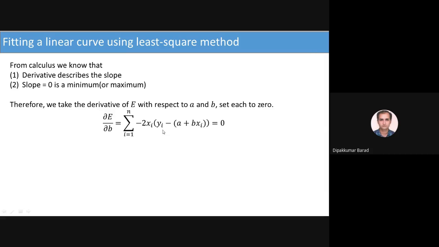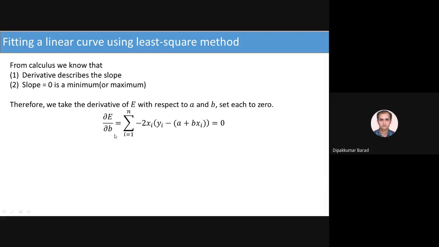equal to 0, as we know that where a derivative equals 0 we have a slope of 0, and at that point we get either a minimum or maximum value. As we know, the derivative describes the slope, and when the slope is 0, at that point we get a local minimum or local maximum. So first we take the partial derivative with respect to b.